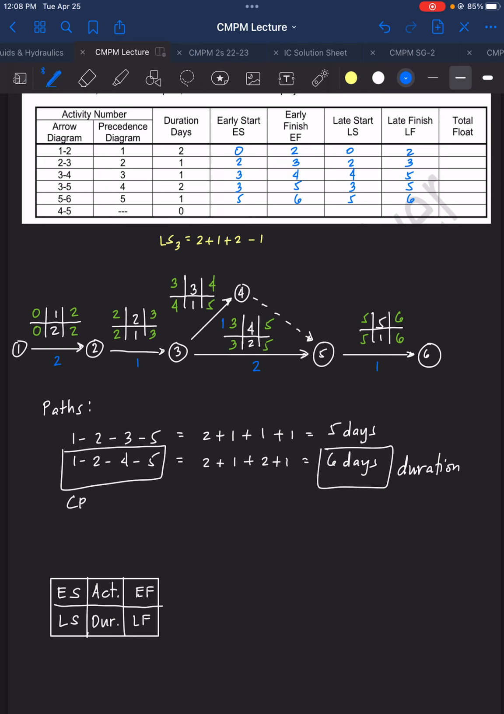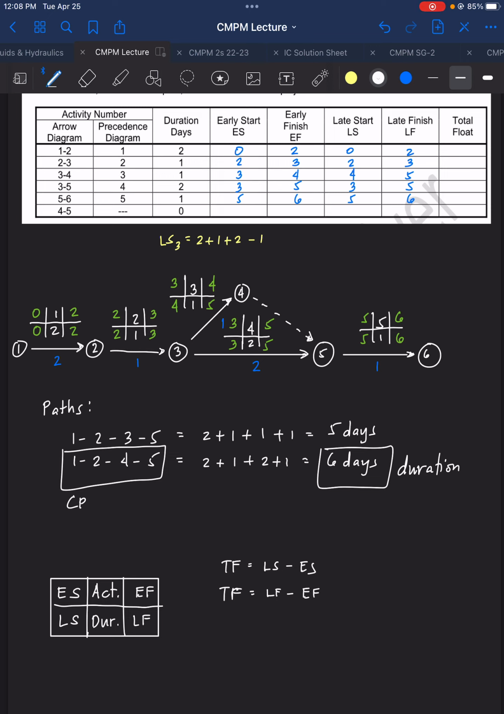Now, looking for the float, the formula again for float is, so total float is either LS minus ES, or that is late finish minus early finish. So whichever you use, this should be the same.